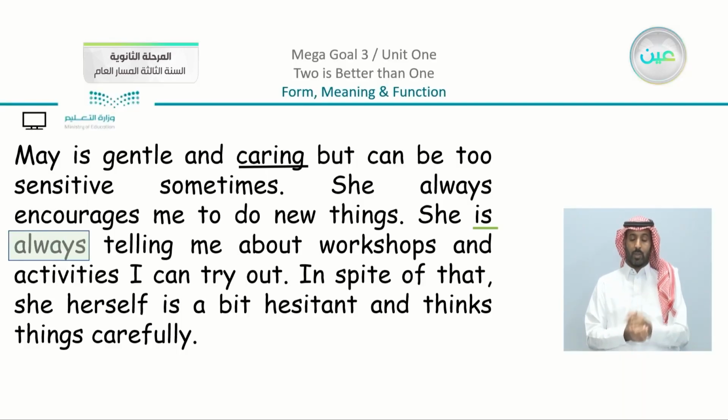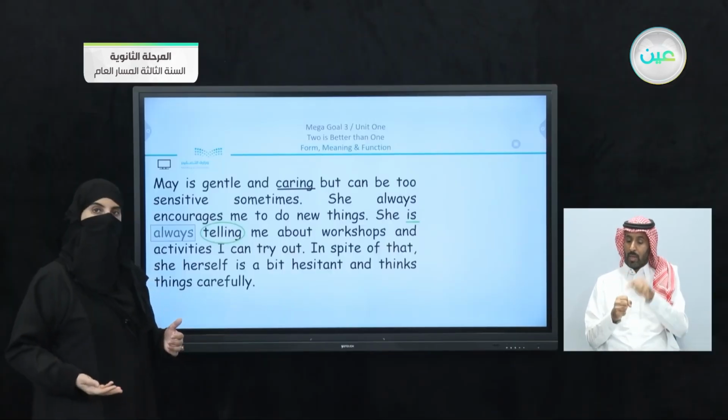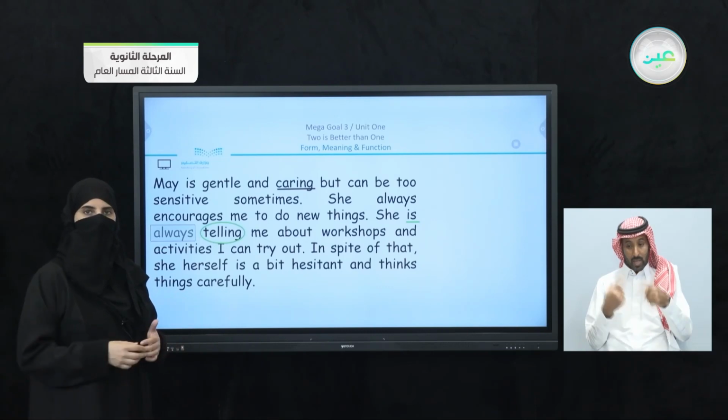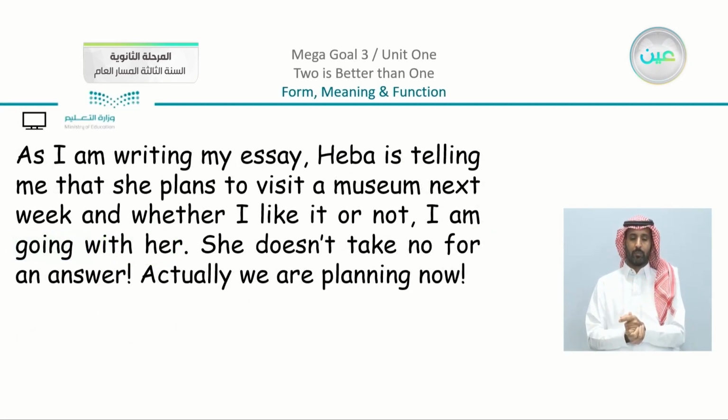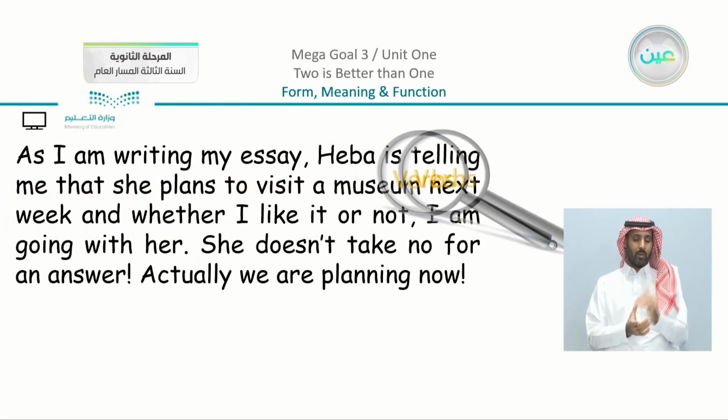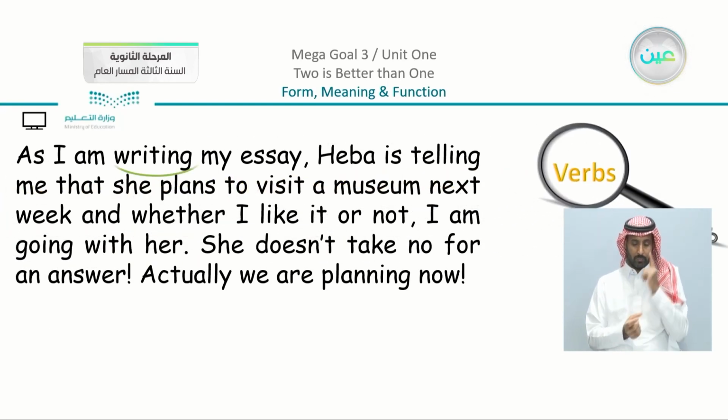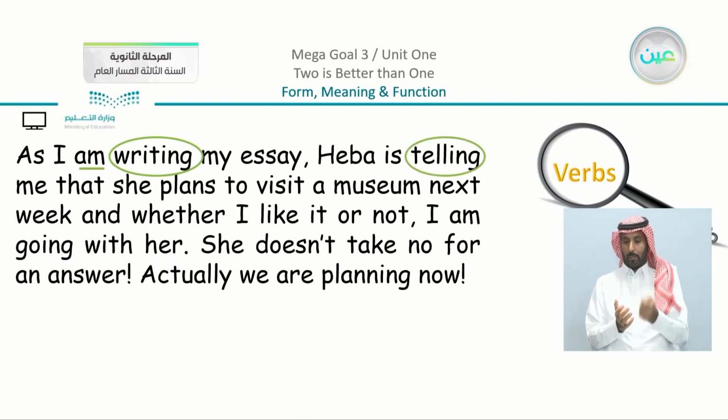She is always telling me about workshops. We can say that she is telling me now about workshops, or she is always telling me. Also here, I'm going to look for more verbs. I have, I am writing. Hiba is telling. I am going with her.